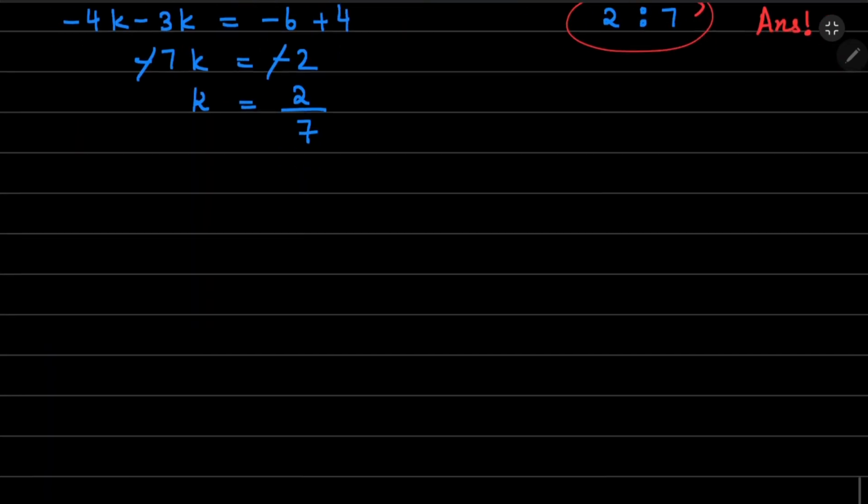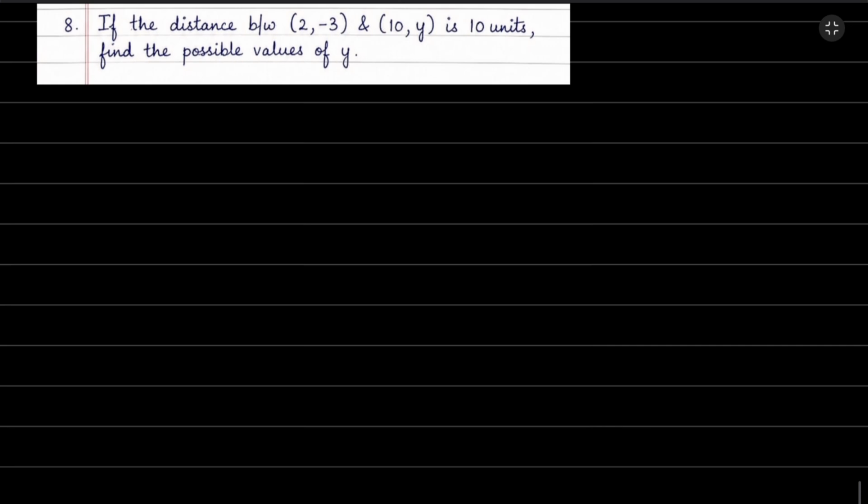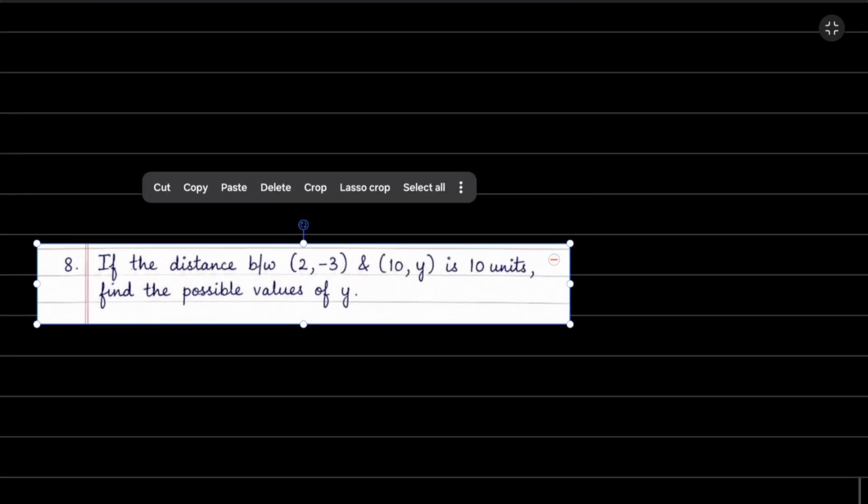Let's do the last question of the day. If the distance between minus 2, minus 3 and 10, y is 10 units, find the possible values of y. So again, a very easy question. Let's do it.